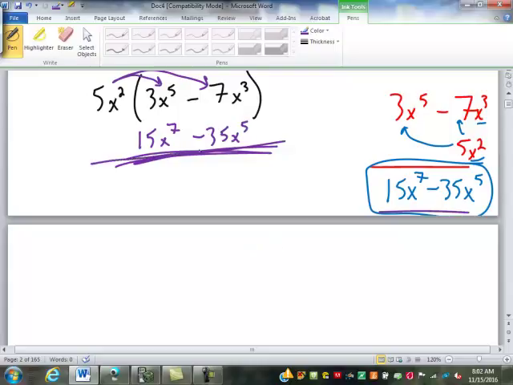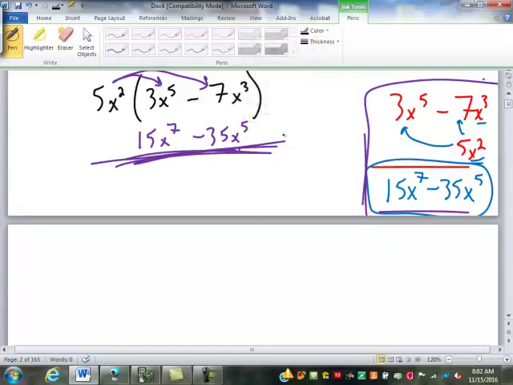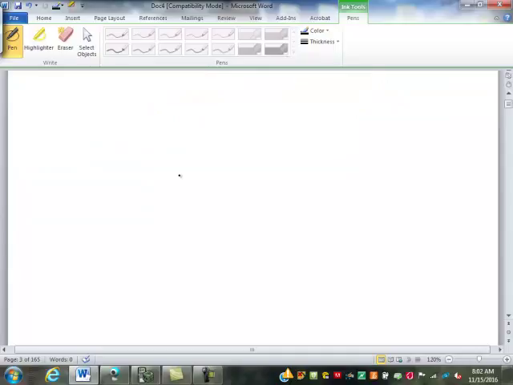But remember, this is just a shortcut. This here is the long way, the real way of multiplying that out. In your notes, I want you to try this one.